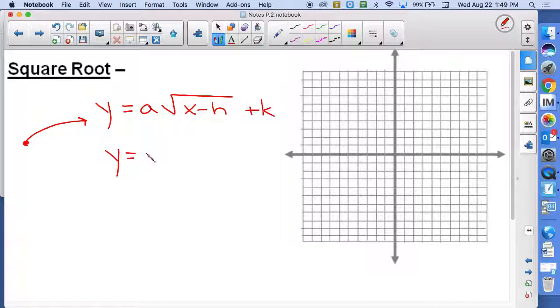So square root x minus 3 plus 1. This again is called a critical point, not a vertex, because it isn't a vertex. Just the starting point of the graph. It's still at 3, 1.